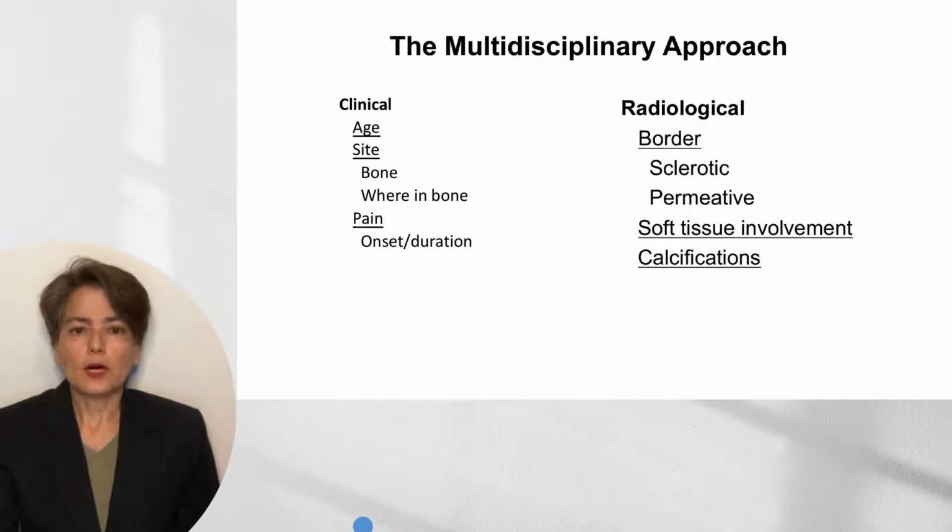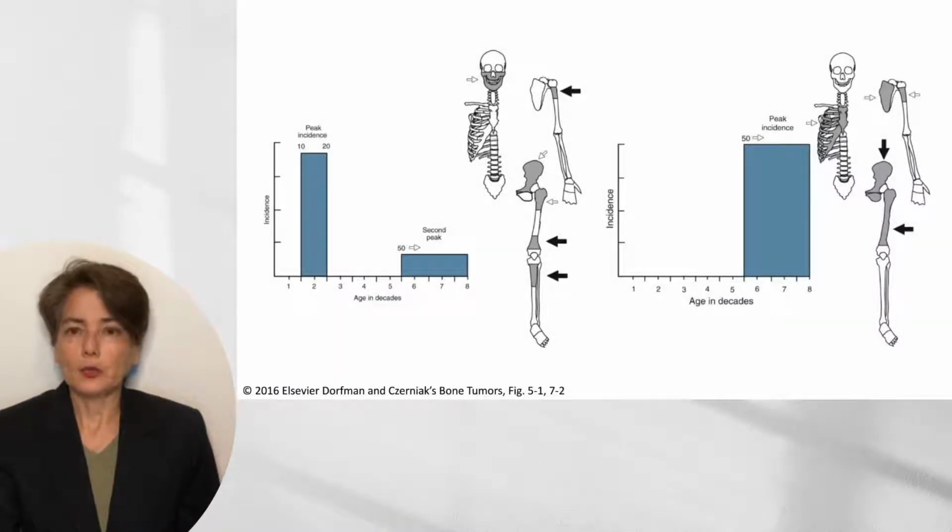So let's turn to our clinical. I mentioned age is important as well as the bone and the site in the bone. So looking just at this image here, and this comes from Dorfman and Czerniak's Bone Tumors, an excellent book for those of you who are interested in bone pathology. Looking at this figure here, I can see there's a peak incidence in the age from 10 to 20 with a smaller peak in the post-50 range. And this tells me, even if I knew nothing else, this is the classic appearance of osteosarcoma.